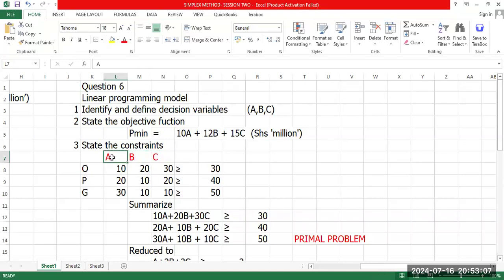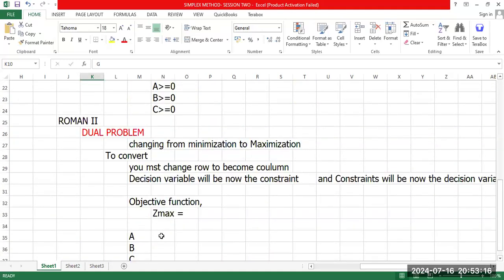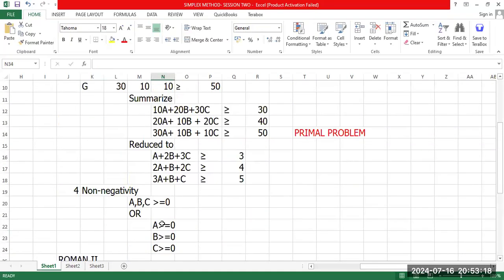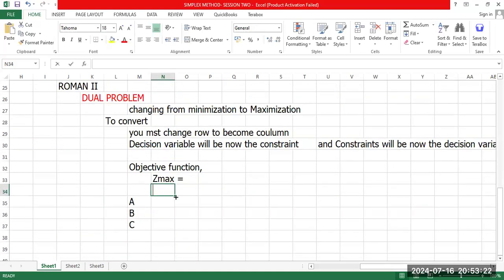where there is A, I'm going to put O, where there is B, I put P, where there is C, I put G. This is O, this is P, this is G.